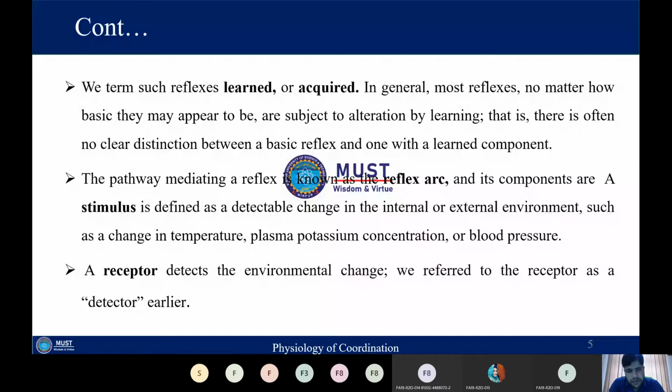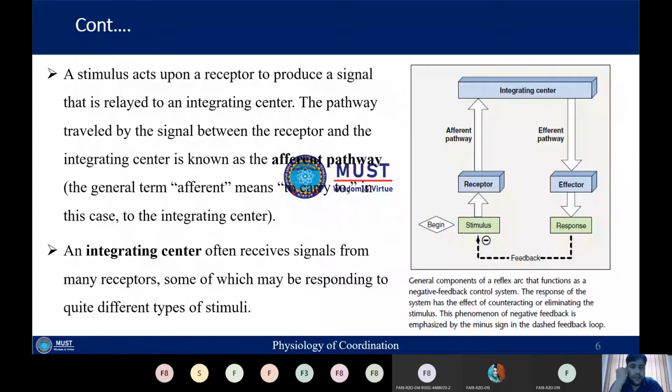The second component of the reflex arc is the receptor. This change is detected by specific types of cells or receptors present on the body. Receptors detect the environmental change, so we can also call them detectors. So the stimulus will act upon a receptor, and when the stimulus stimulates a receptor, a signal will be produced, and this signal will be relayed to our integrating center.